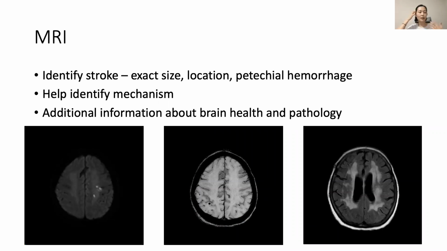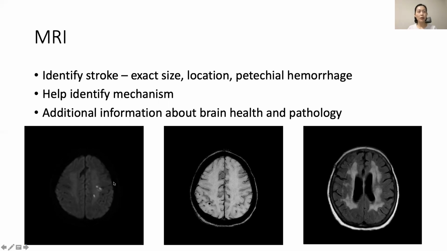And then MRIs. This is a neurologist's favorite imaging modality. This helps us identify a stroke. It helps us see the exact size and location of a stroke. It helps us see if there's any petechial hemorrhage that we can't see on a non-con CT. Sometimes it helps us identify the mechanism of stroke. And it gives us a ton of additional information about brain health and pathology.